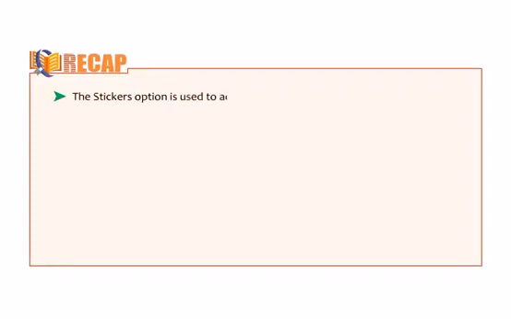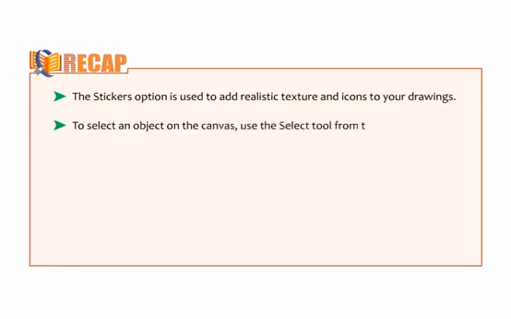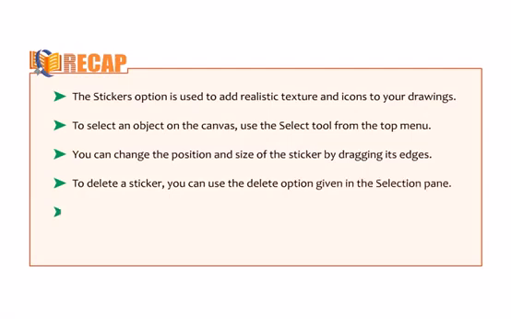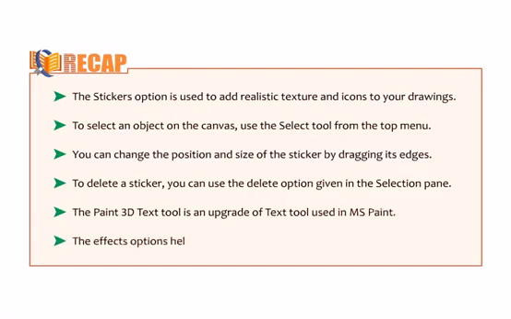The sticker option is used to add realistic texture and icons to your drawings. To select an object in the canvas, use the Select tool from the top menu. You can change the position and size of the sticker by dragging its edges. To delete a sticker, you can use the Delete option given in the selection pane. The Paint 3D Text tool is an upgraded text tool used in MS Paint. The Effects option helps us to enhance the appearance of the objects.